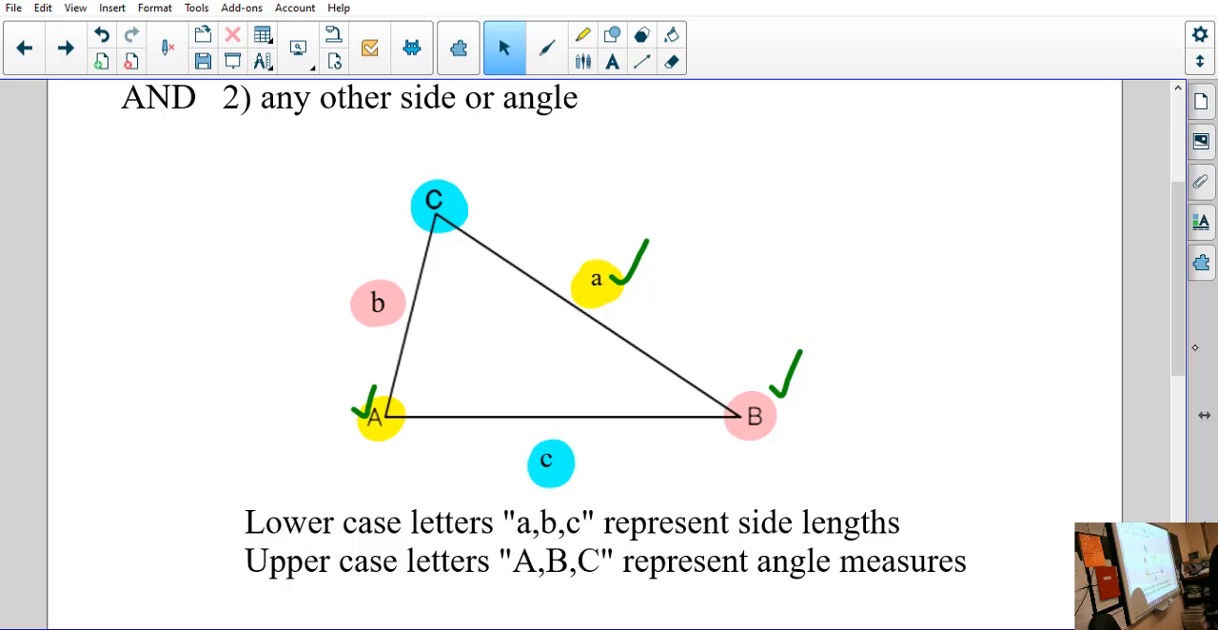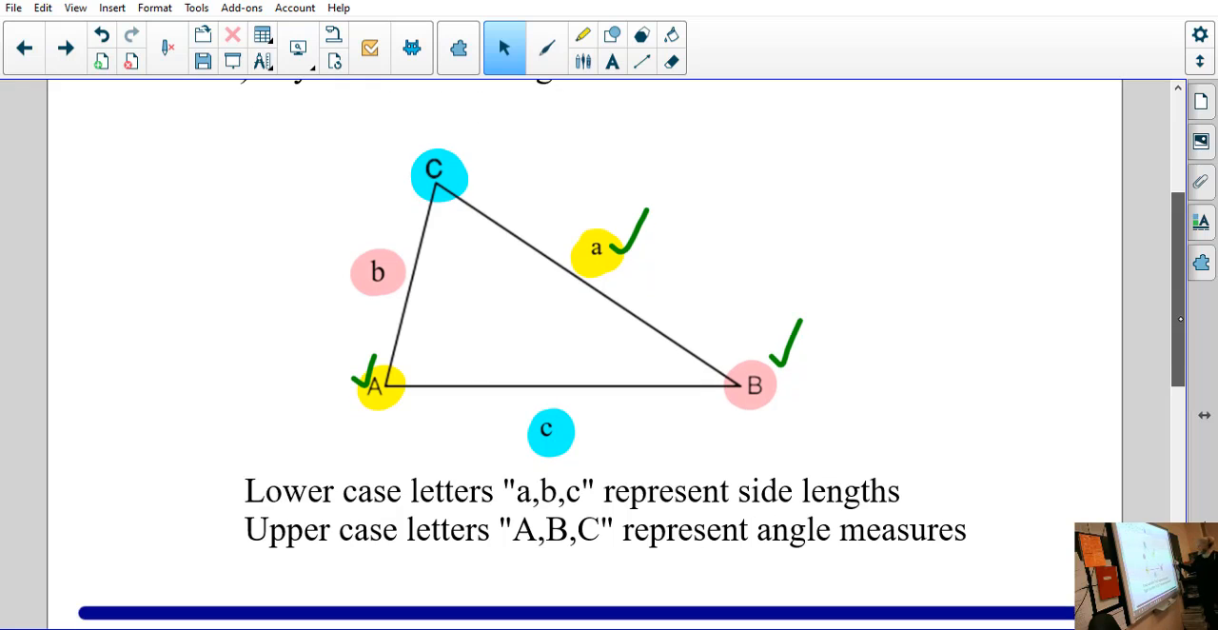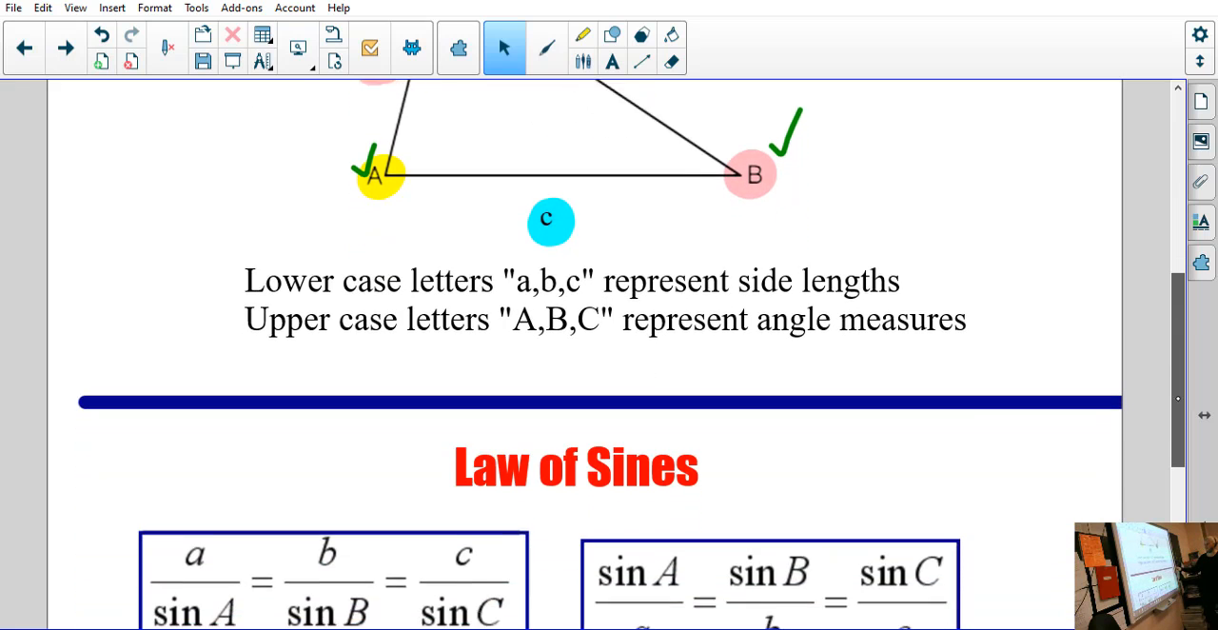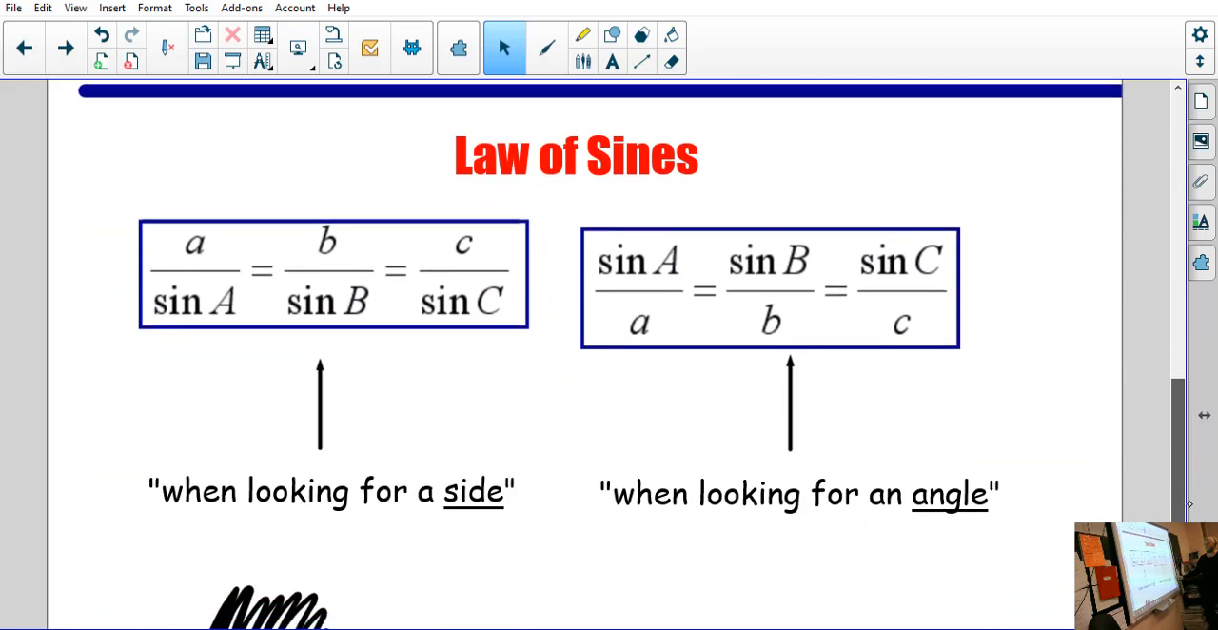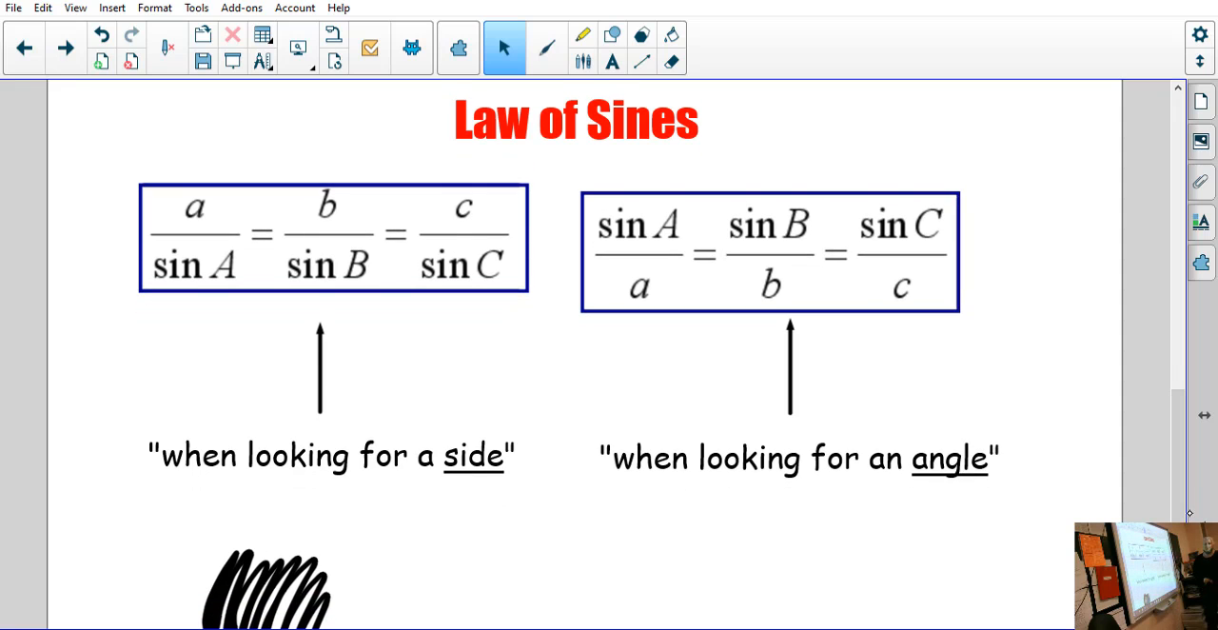For side lengths, we'll go to 1 decimal place unless we're told otherwise, and for angles, we'll go to the nearest whole angle. So we have these 2 versions of this formula. They're really the same formula. It just depends. If you're looking for a side, we usually put the side part up front on top. And if you're looking for an angle, then you put the angle up top.